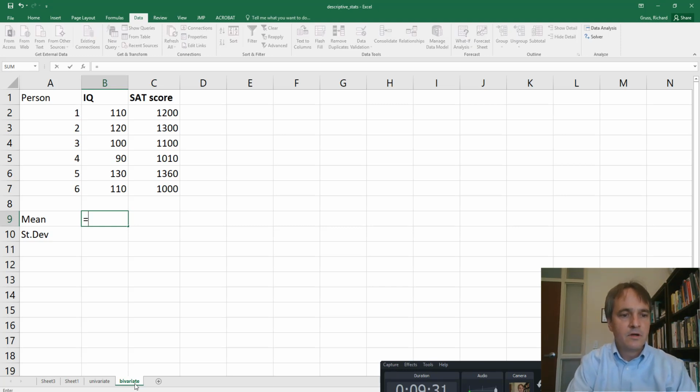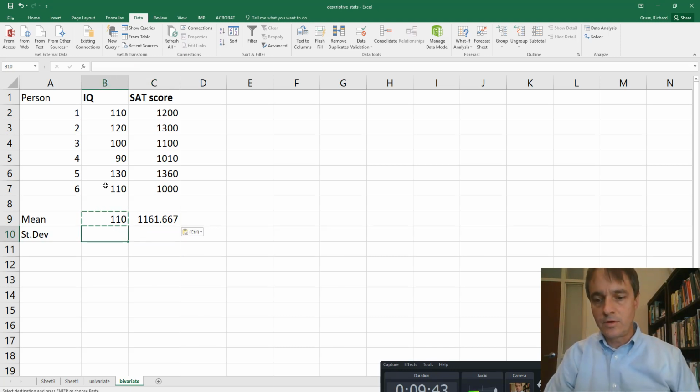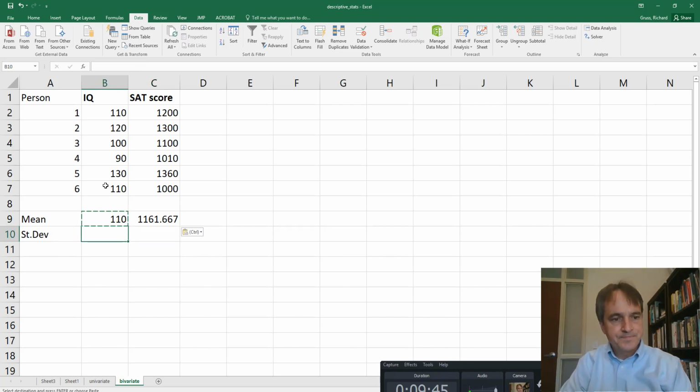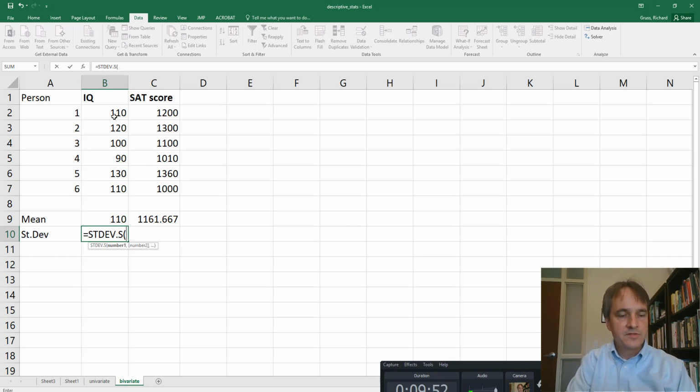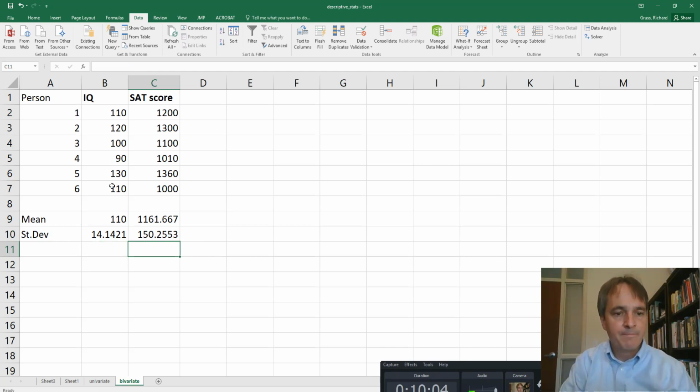Remember that Excel doesn't have mean, you just have to do the average. So we'll do the average of these. Okay, so 110, same as last time, and then the average SAT score for this sample was 1161. And the standard deviation: remember that we're treating this as a sample, so we're going to use STDEV.S. We'll select that range, and then copy that over, and it shows us the standard deviation of the SAT score is 150.